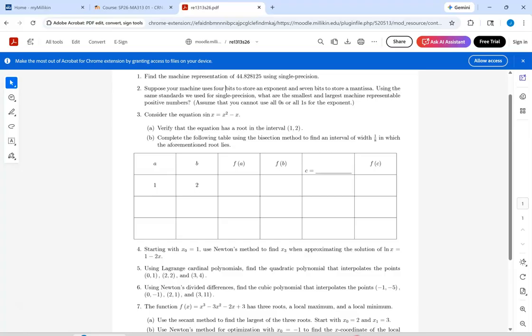Here's one with the bisection method. Notice this is indicative of a type of problem I would give you on the bisection method. I would give you an interval to start with. You should be able to check that there really is a root. What do you have to do to check that there really is a root?